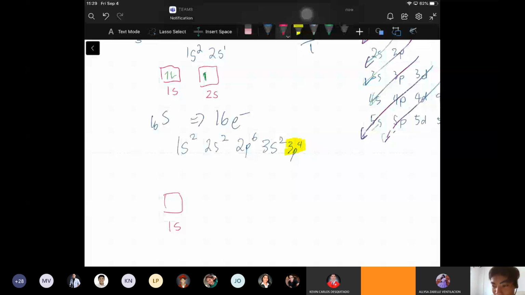Okay, so we start with 1s, which is just one box, right? Then 2s, one box. Then 2p, how many shapes was that again? 3. So we write it as 3 boxes. Let me fix my boxes. So our 2p is 3 boxes, corresponding to 3 shapes: px, py, pz. Then 3s, one box again, then 3p, 3 boxes.